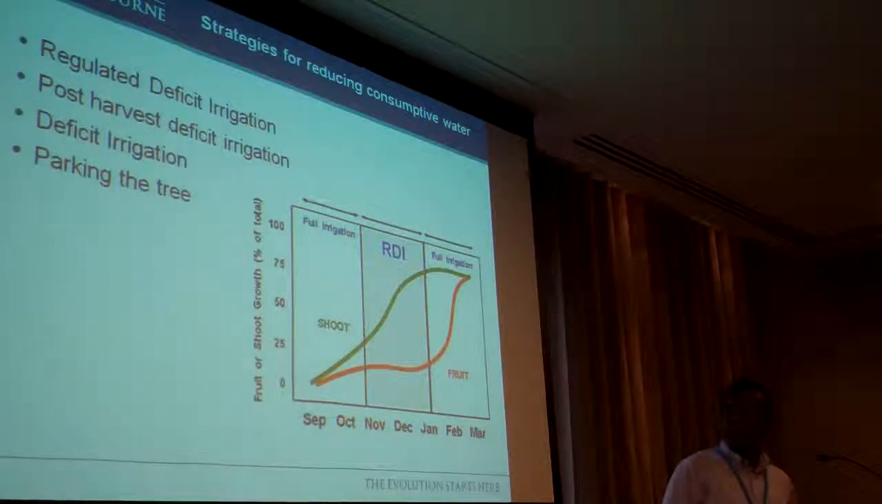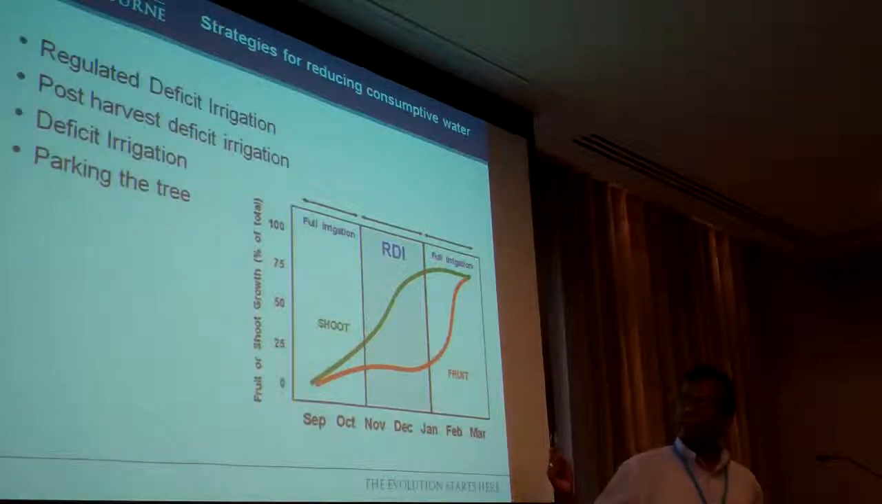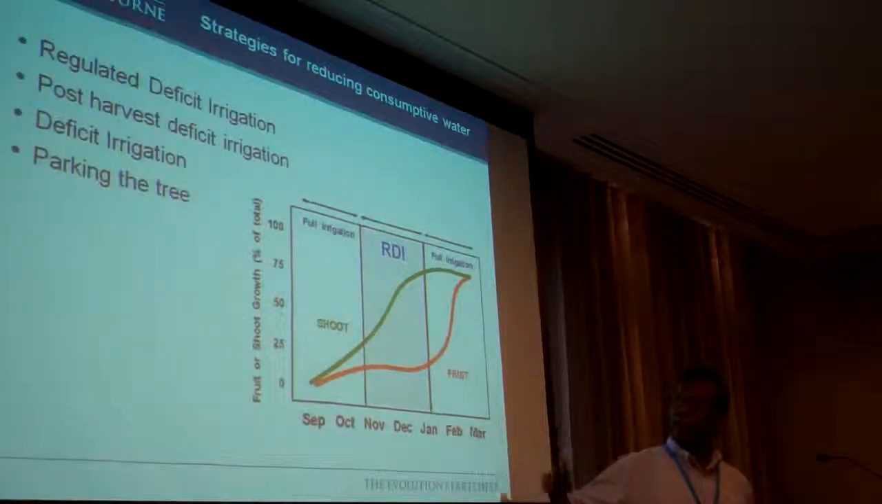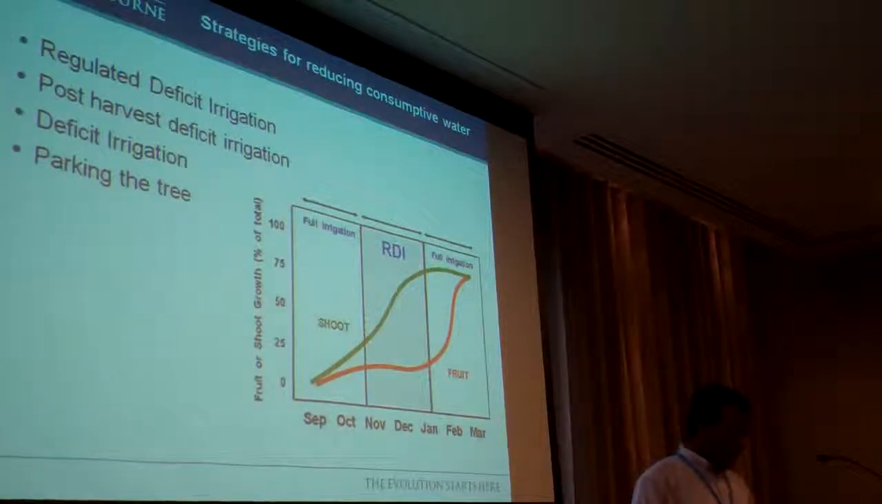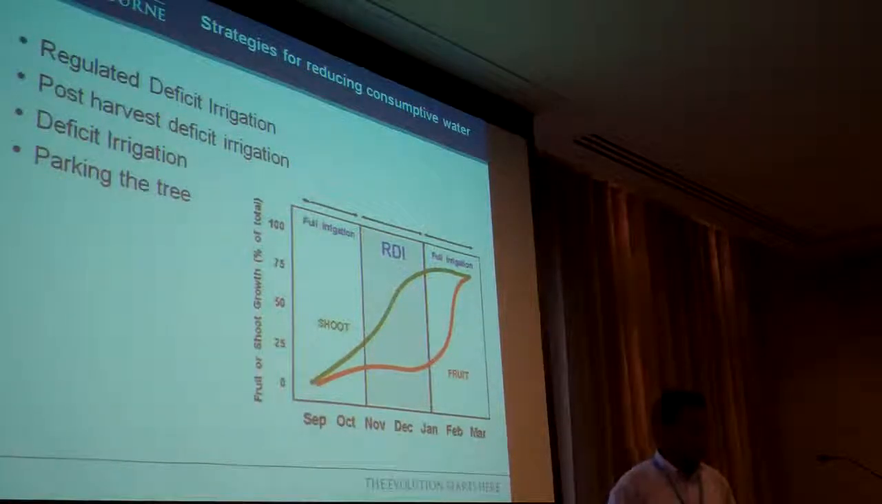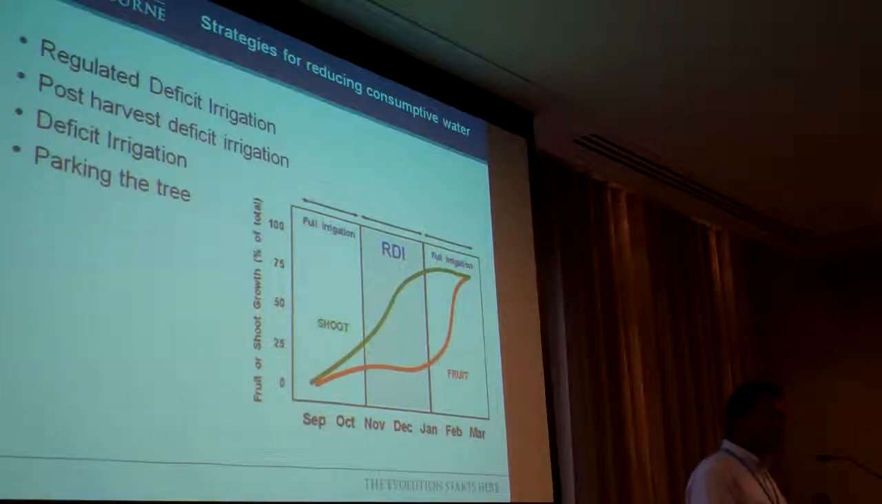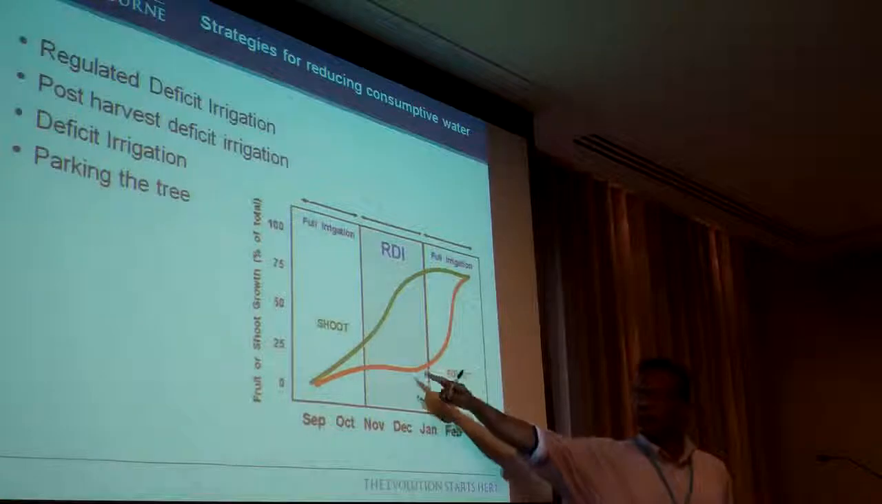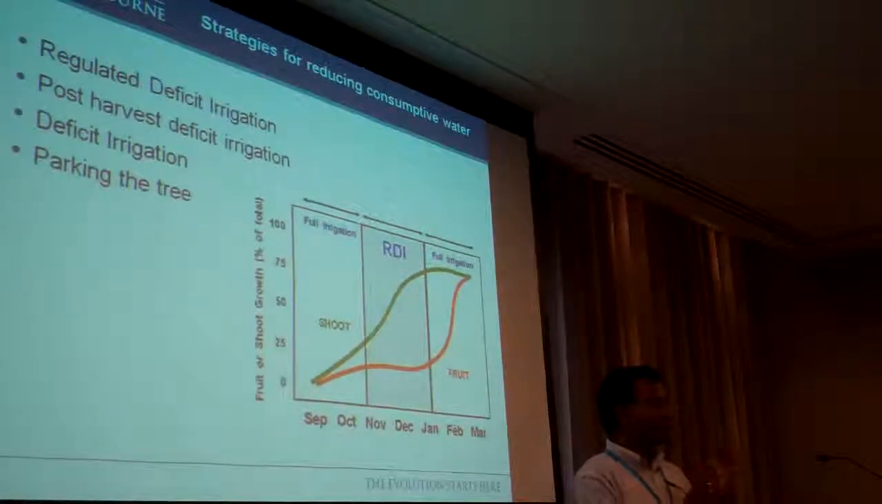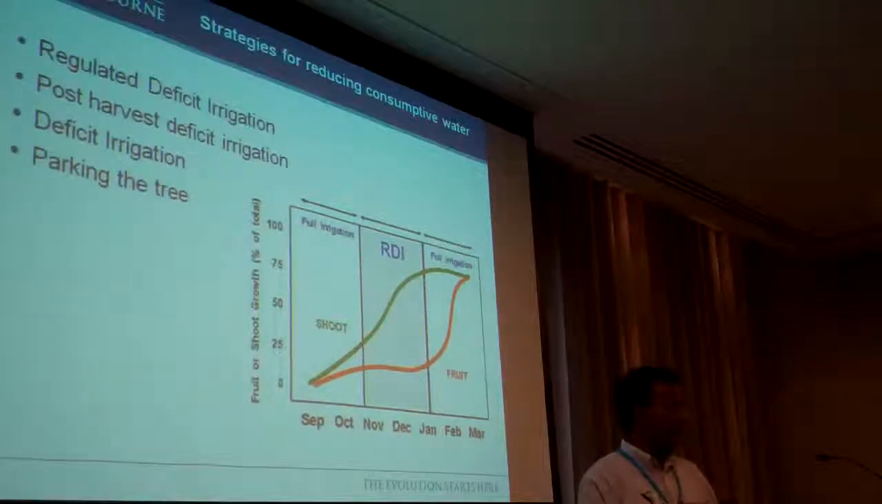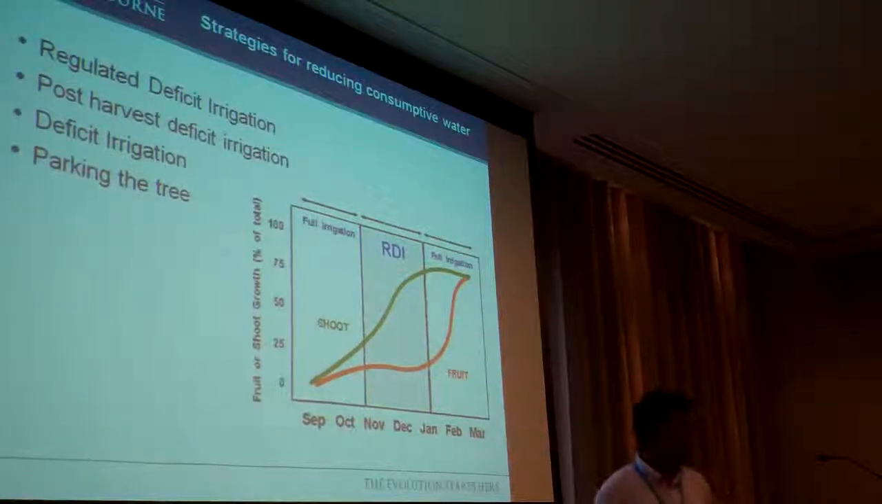And the second one, post-harvest deficit irrigation, is applying a lesser amount of water after harvesting the fruits. And deficit irrigation is applying a low amount of water throughout the irrigation season. I will show that in the next slide. But this pattern does not exist in the apple crop, unfortunately, because in apple, fruit grow throughout the season. So regulated deficit irrigation can't be applied to apples.